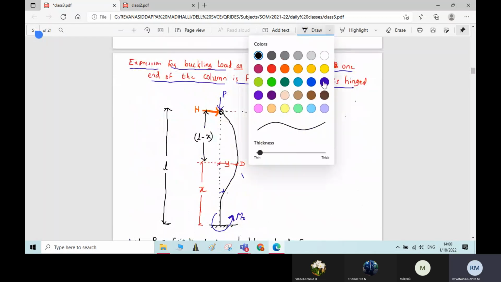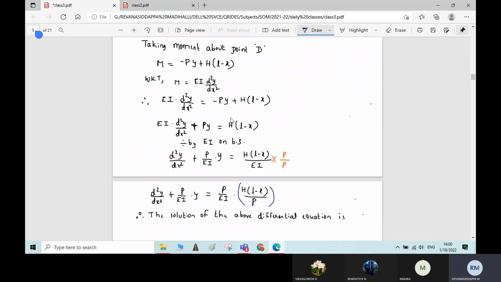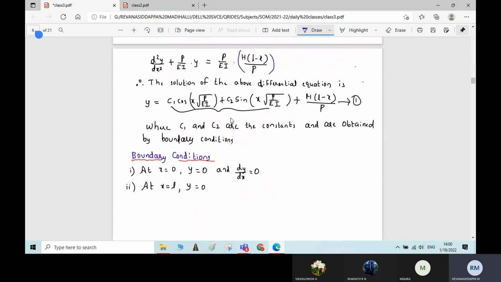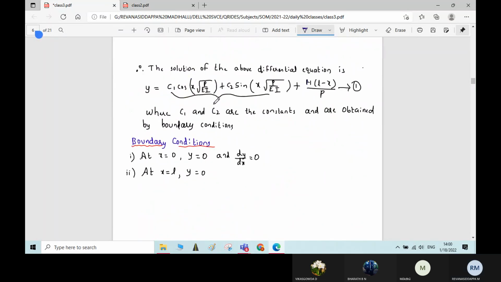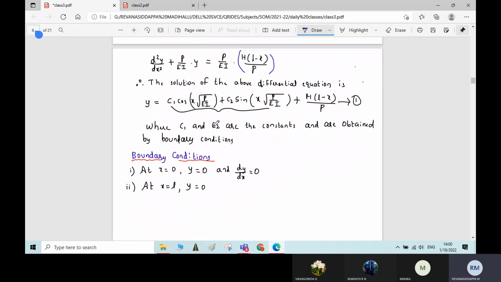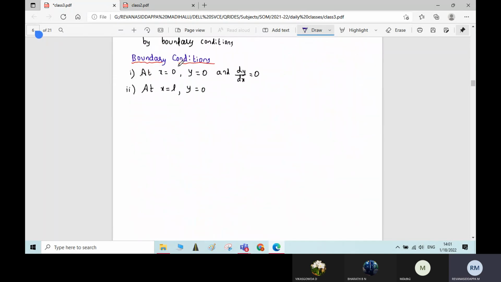Dy by dx is nothing but slope. There is some slope here. But here we don't have the slope. We have the straight vertical line. That is why dy by dx equal to 0 will not come. For hinged support, only one condition will come, that is y equal to 0, displacement equal to 0. Now in the next step, utilizing these boundary conditions, we will find the values of constants C1 and C2.